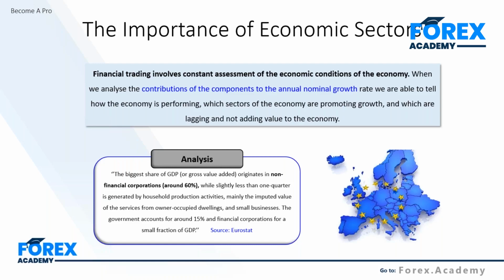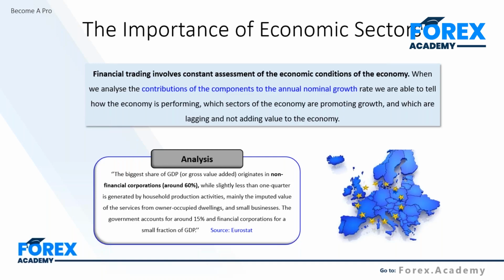And again, as a European example here from Eurostat, the biggest share of gross domestic product or gross value added here originates in non-financial corporations, around 60%, while slightly less than a quarter is generated by household production activities, mainly the imputed value of the services from owner-occupied dwellings and small businesses.